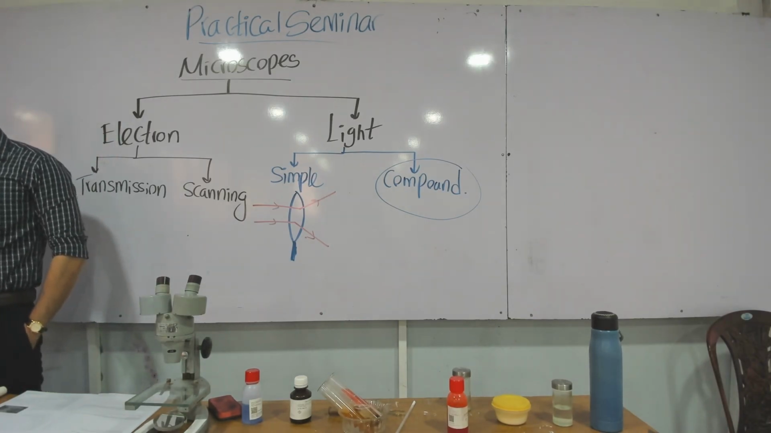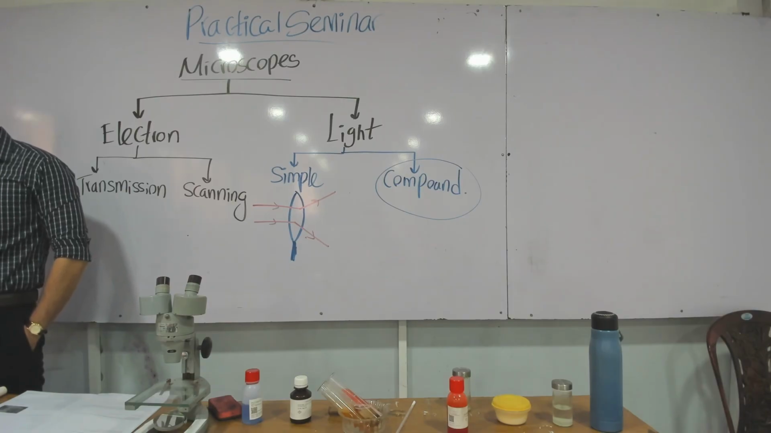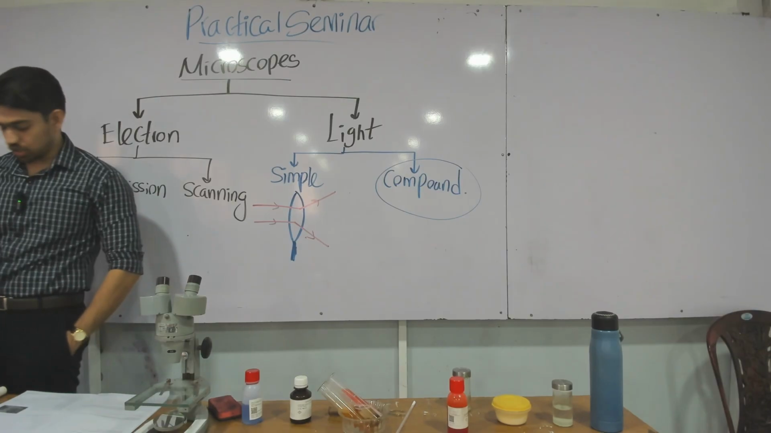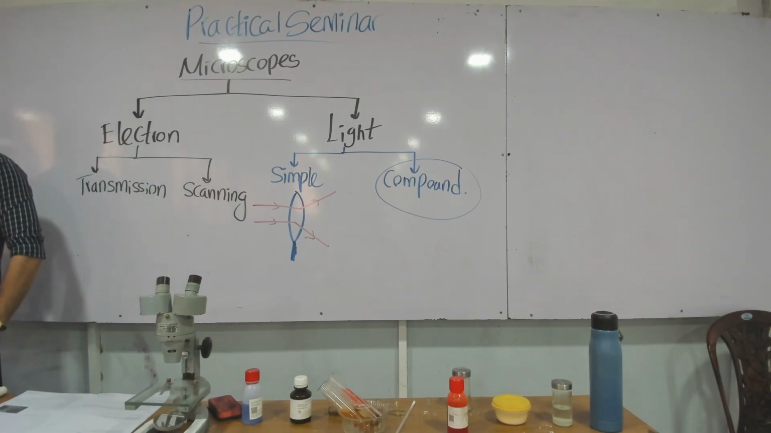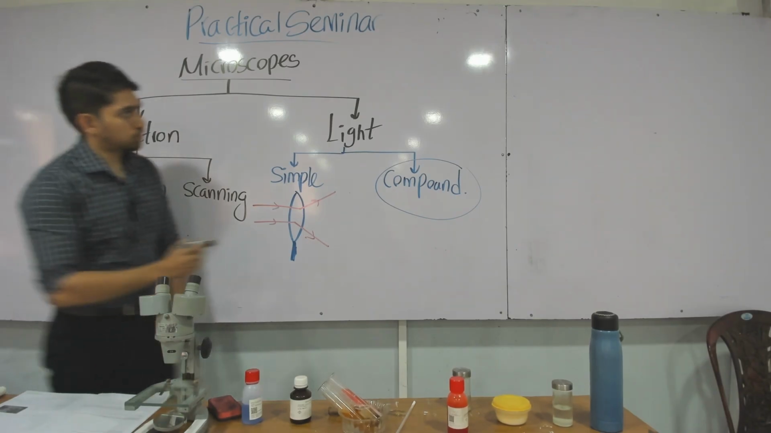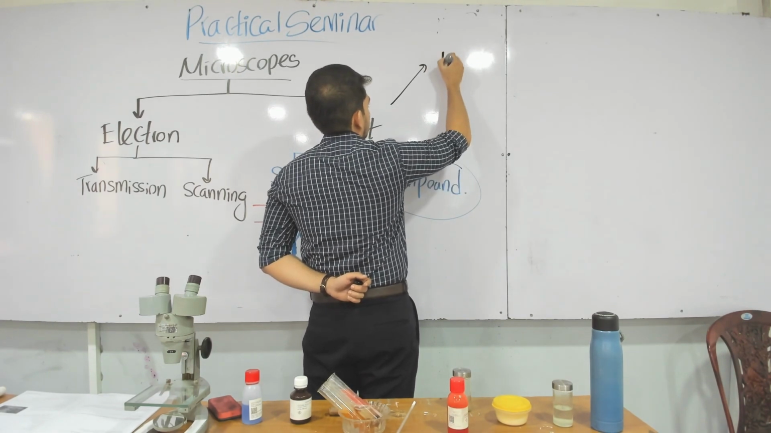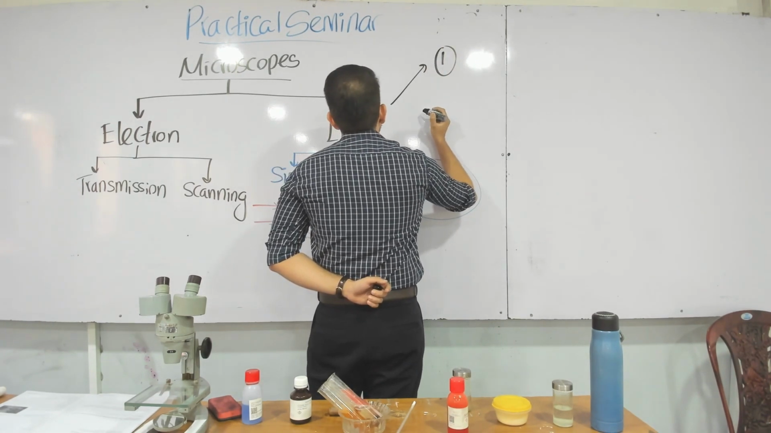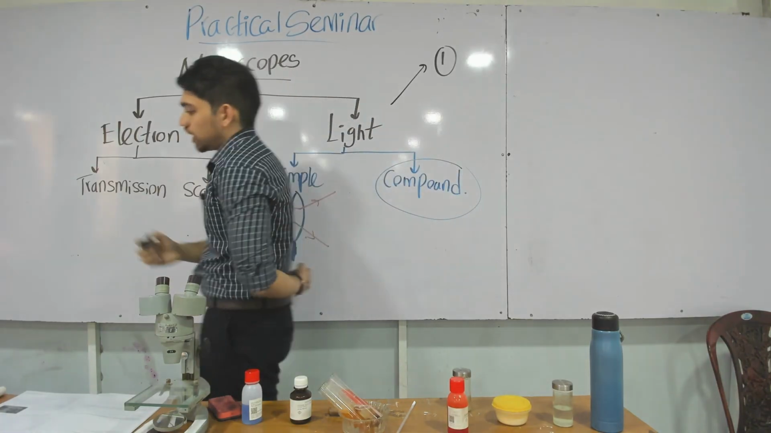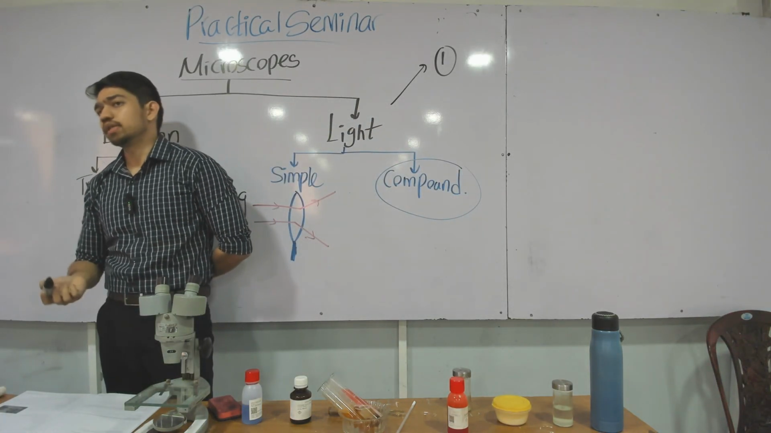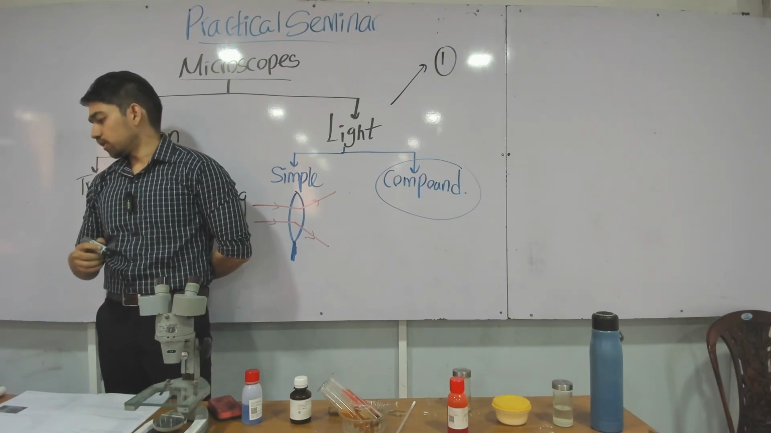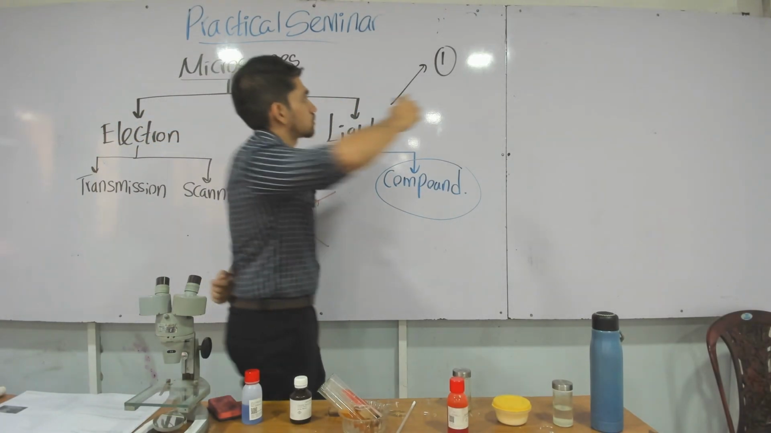So they say all light microscopes, what does it say? All light microscopes have three basic properties. What are the three basic properties of a light microscope? They need to have these three things, any light microscope, mainly the compound light microscope. They should have lenses. Magnifying lenses should be there, obviously. That's how you bend the light.